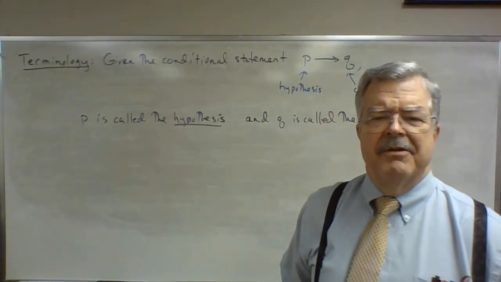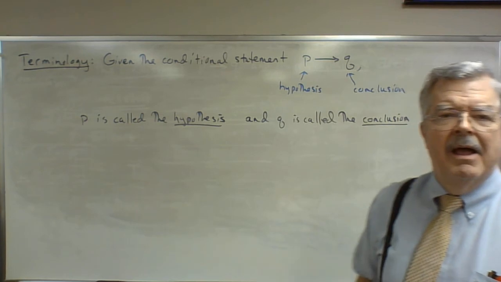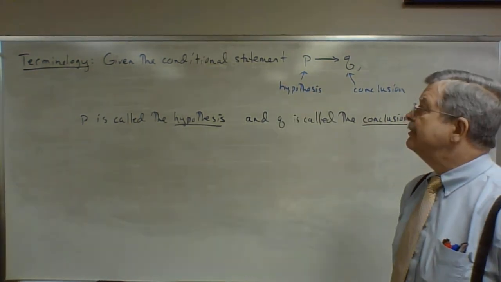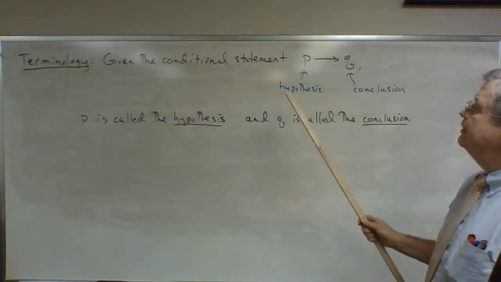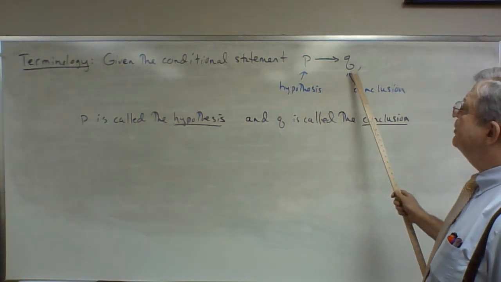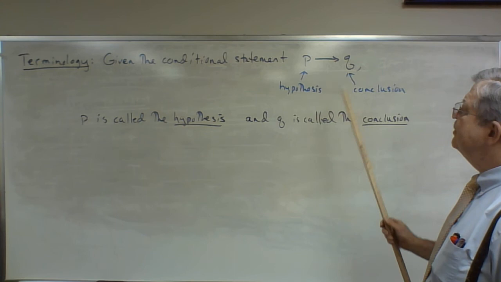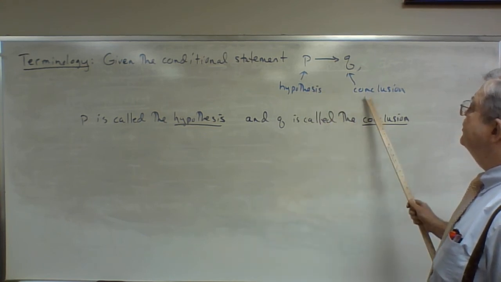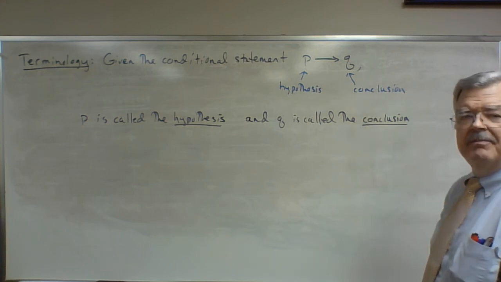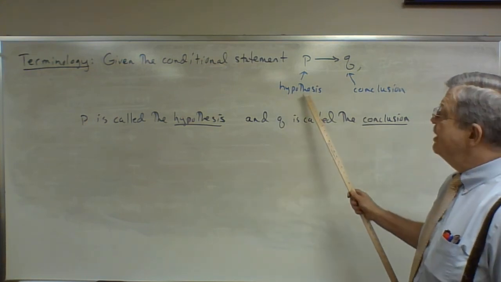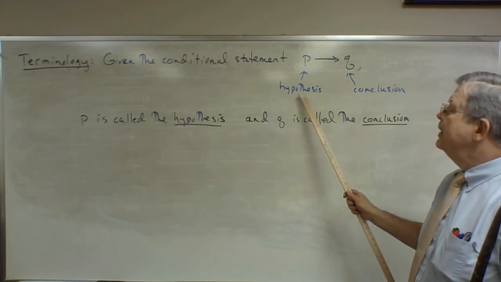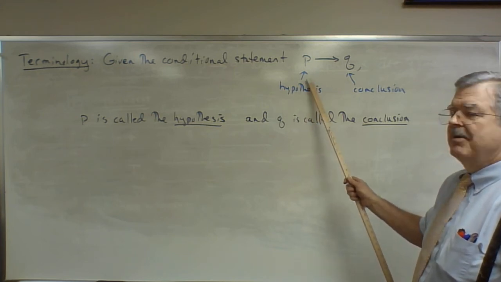Well, let's see, another thing. This is just terminology, but it might be good if we know this. Given the conditional statement P implies Q, or if P then Q, P is the hypothesis, Q is called the conclusion. So the hypothesis is the thing that does the implying. We get our implication from the hypothesis.